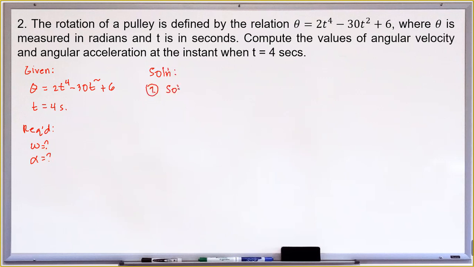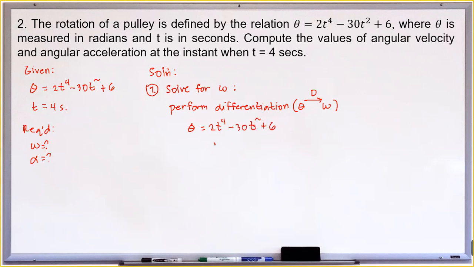Let's start by solving for the angular velocity. For the angular velocity, we are given the function of the angular displacement, so we are going to perform differentiation. Why differentiation? Again, the angular displacement is on the left and the angular velocity is in the middle. So from left to right, perform differentiation, not integration. From our given function, theta is 2t to the fourth minus 30t squared plus 6.